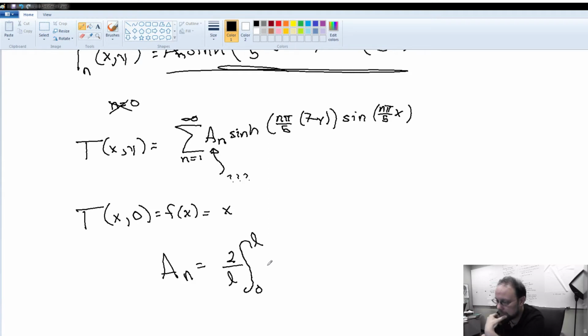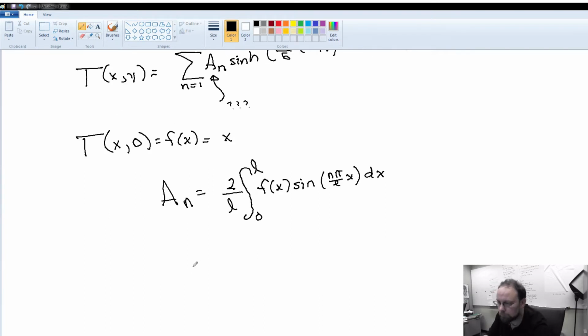But I won't get into the details. You can see how that's related. The coefficient is 2 over L times the integral of f of x times sine of n pi x over L. So you kind of need to know that formula, right? So for our particular problem, L happens to be 5.